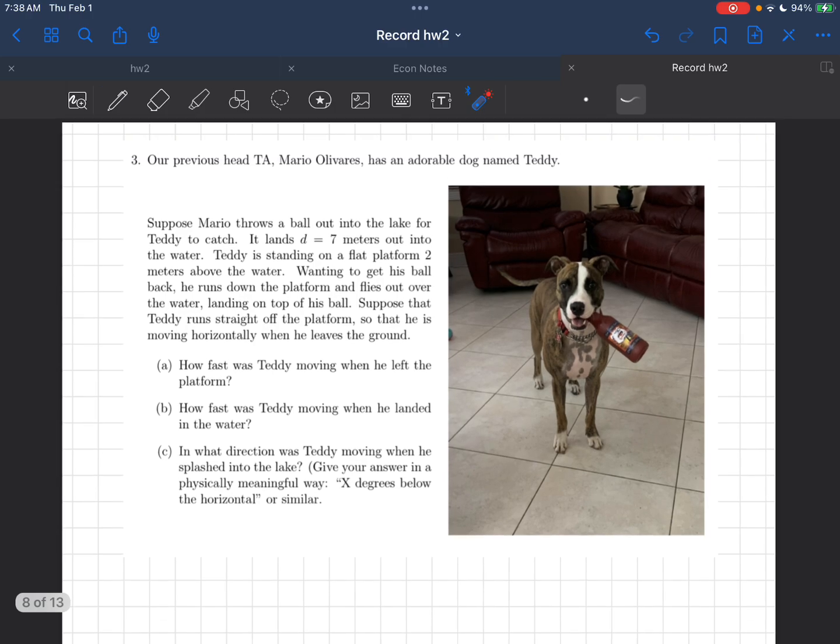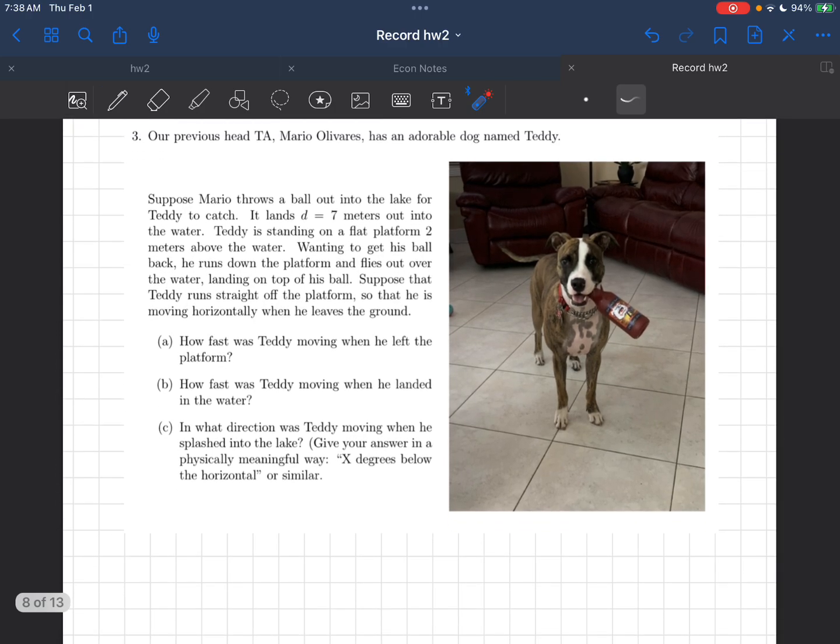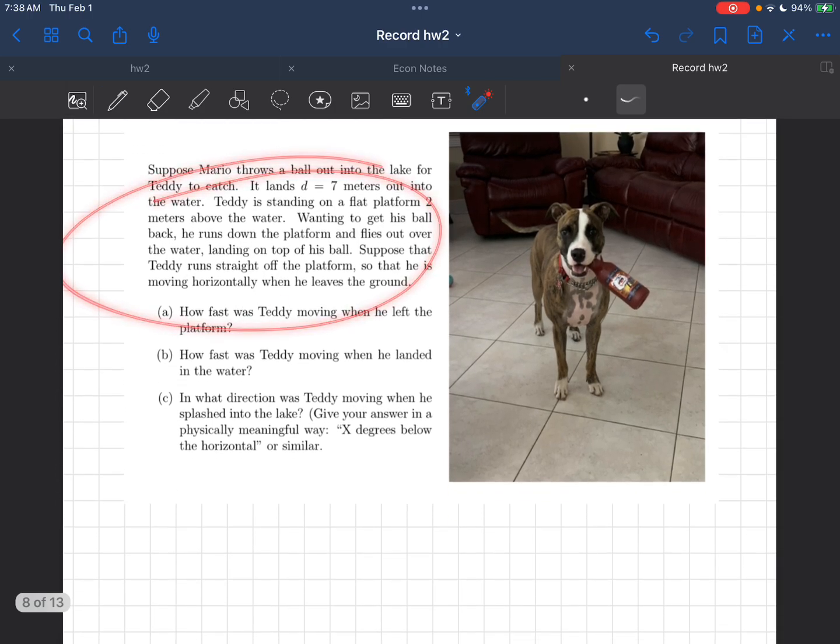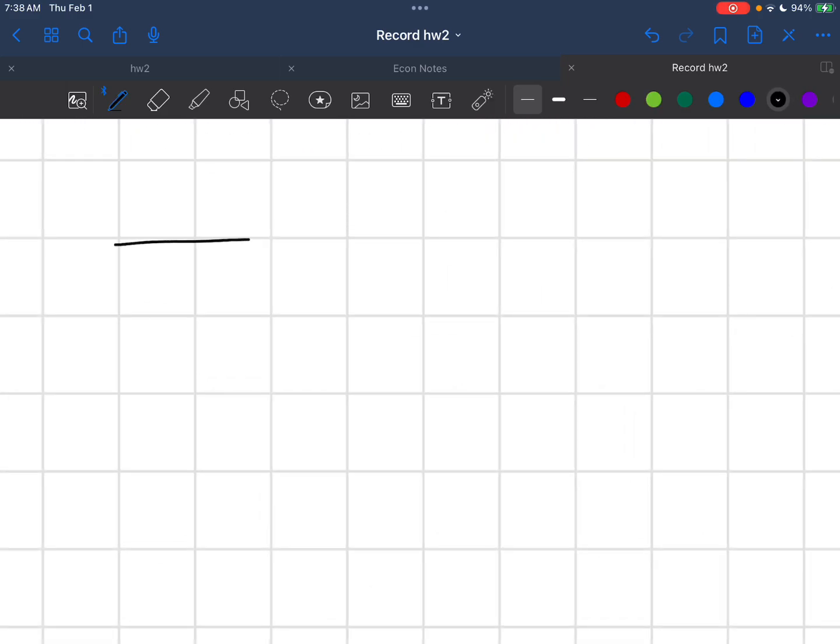We have our dog named Teddy, and he's jumping out onto a lake to land on top of a ball. First thing again, kinematics problem, I'm drawing a picture of my problem. I have a distance d to the ball.